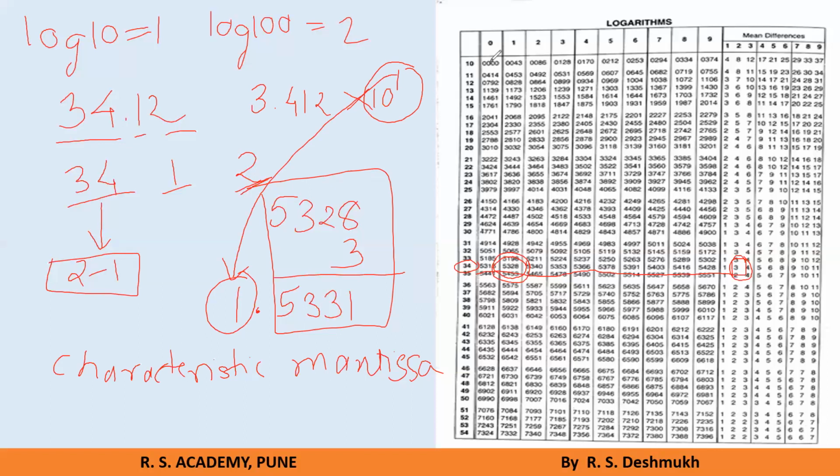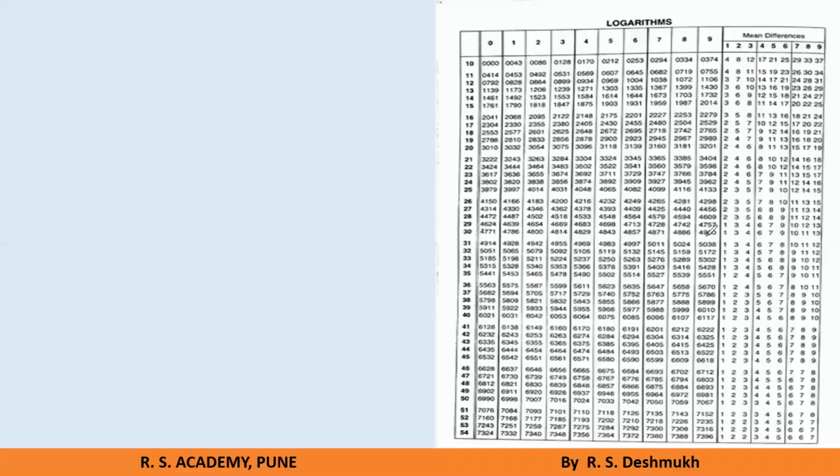Either you subtract 1 from the number of digits coming before the decimal. So here there are two digits, 34. So two digits minus 1 is 1, or you can say 3.412 into 10 raised to 1. So the 1 becomes the characteristic. And to find the mantissa, you just have to add the difference and main difference, and hence the value of log of 34.12 becomes 1.5331.